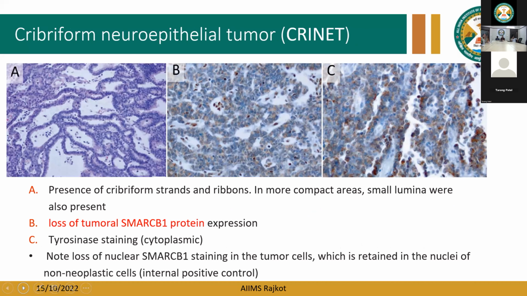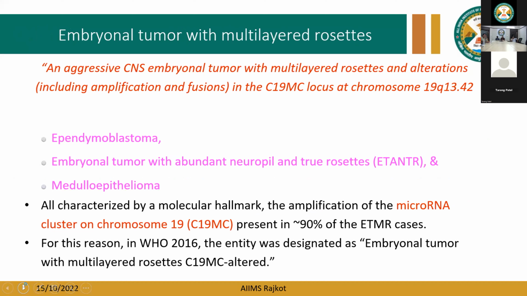This is the morphological picture. As you can see, there is a ribbon formation, strands are there, small lumina formation can also be there. SMARCB1 loss will be there. Transthyretin staining will be positive in cytoplasm.